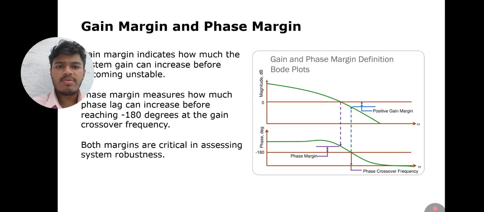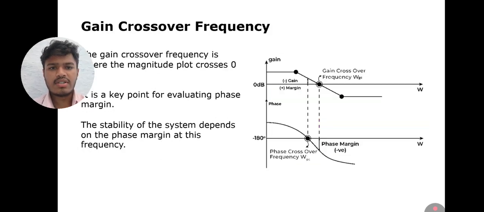Gain margin and phase margin. Gain margin indicates how much the system gain can increase before becoming unstable. Phase margin measures how much phase lag can increase before reaching 180 degrees at the gain crossover frequency. Both margins are critical in assessing system robustness.